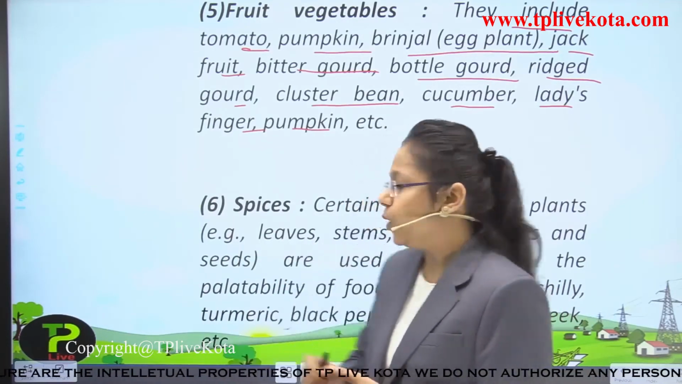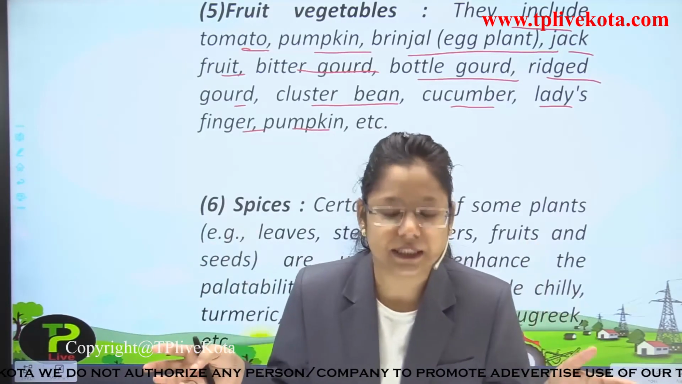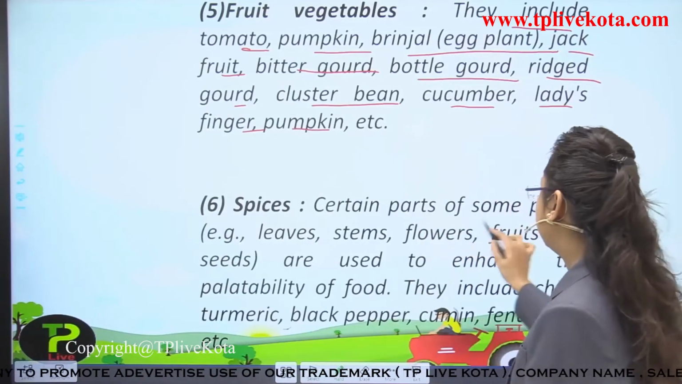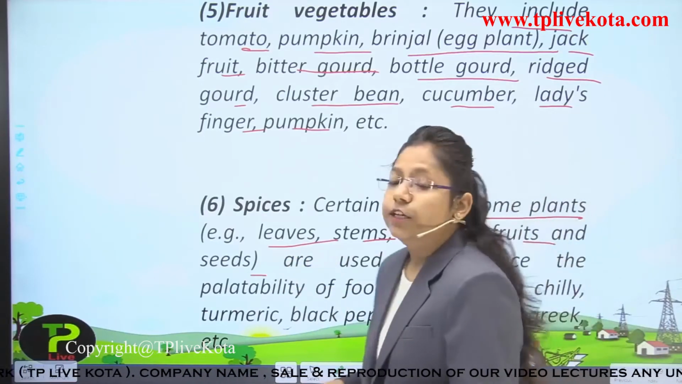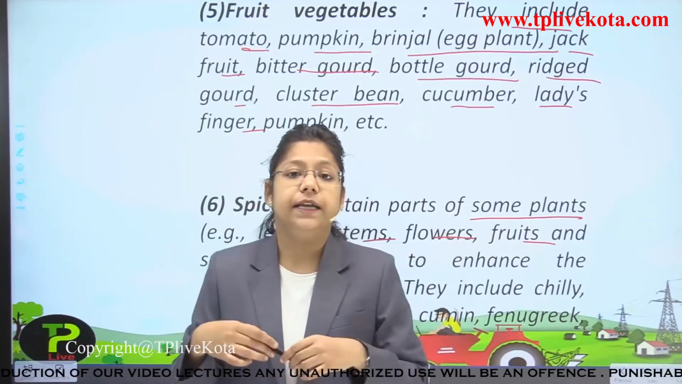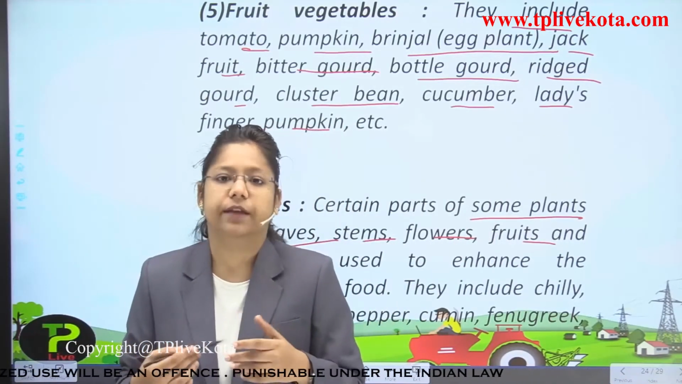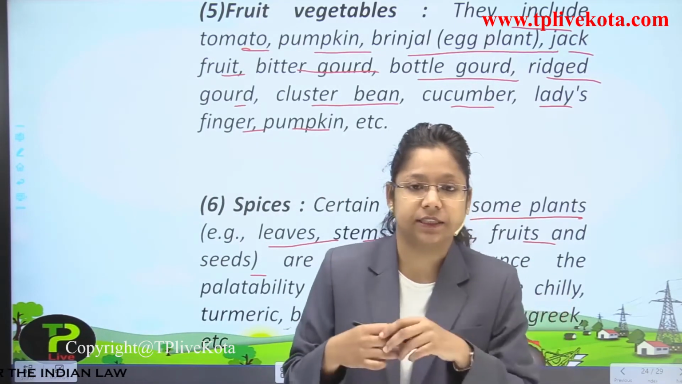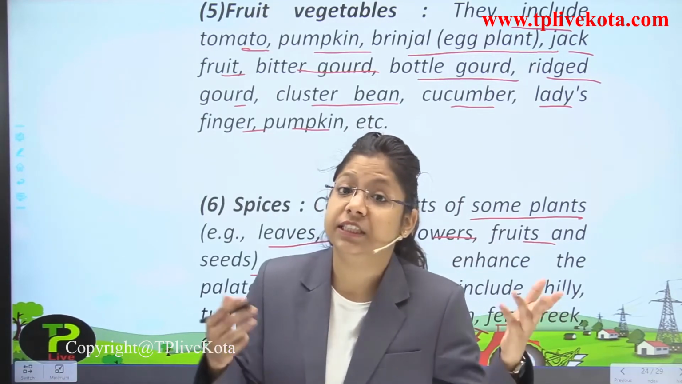Now I am moving towards the next term, that is the spices. Why am I using the word spices over here? These are certain parts of some plants like leaves, stems, flowers, fruits and seeds. So they can be leaves, stems, flowers, fruits and seeds, but they are used as spices. They are not eaten like a raw thing. Why are they not eaten raw? Because they have a different taste and they provide taste to our food. That is why they are counted in spices.